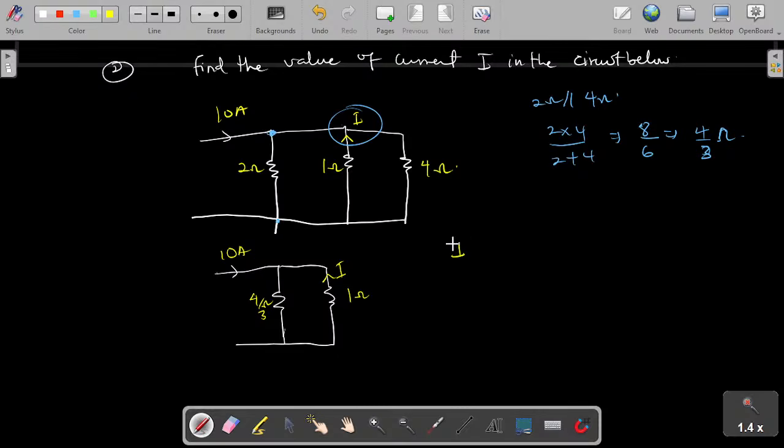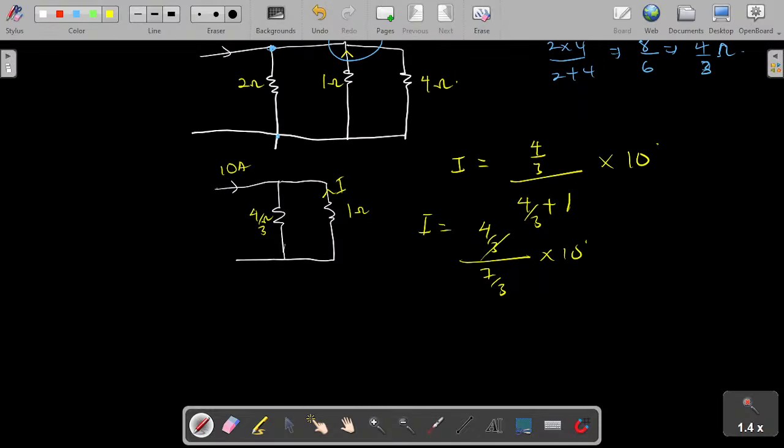So here I'll have my current I equal to the opposite one. It's not a resistor current, so you take the opposite one, so it's going to be 4 over 3 all over 4 over 3 plus our resistor here which is 1, times the total current which is 10, right? So at this point you're going to have I is equal to 4 over 3 all over 3 times 1 plus 4, which is 7 over 3, times 10. Simplifying this, 3 will cancel 3, then we have 4 over 7 times 10, right?